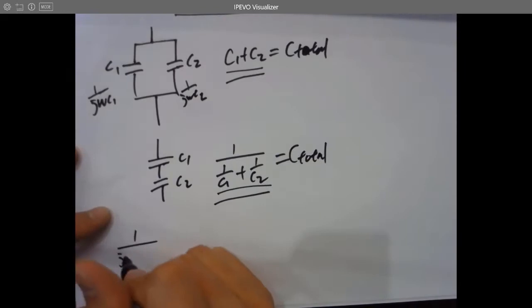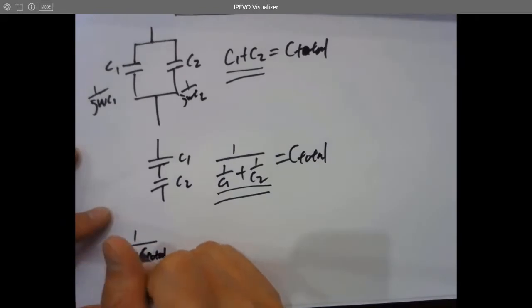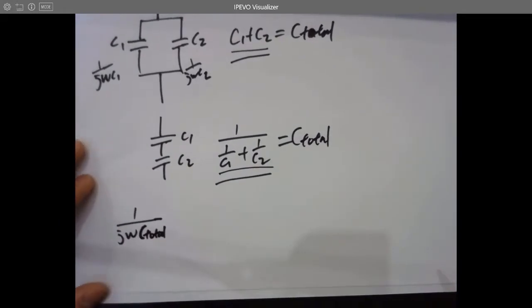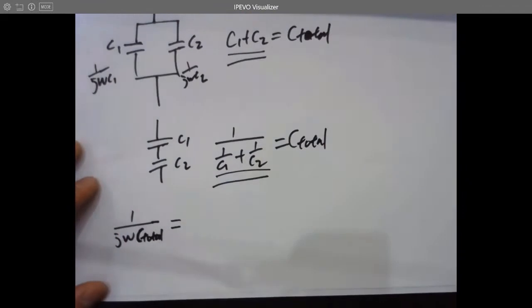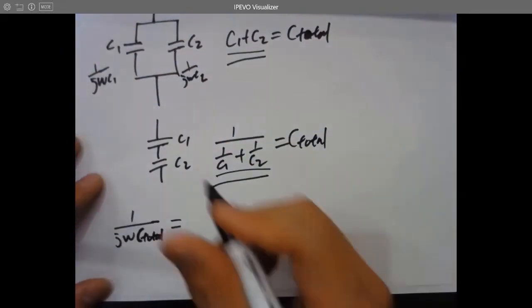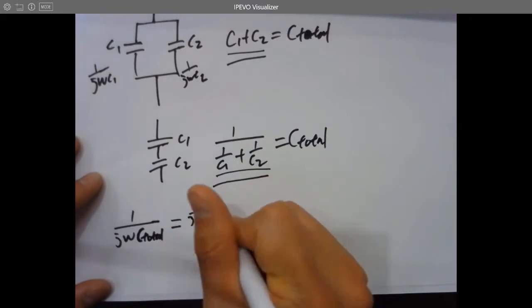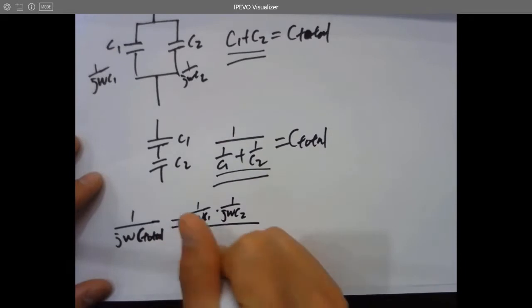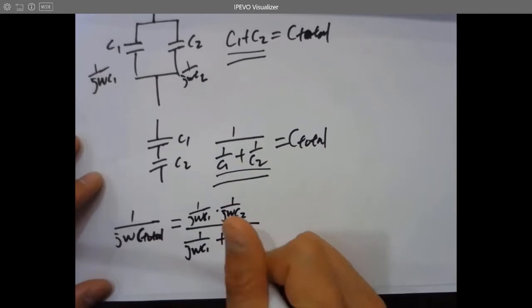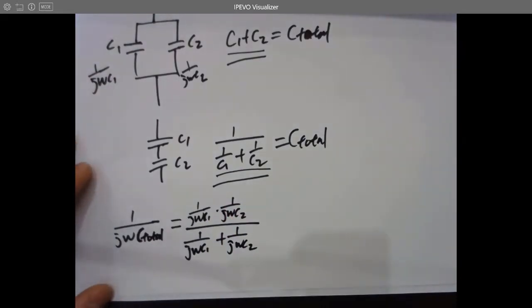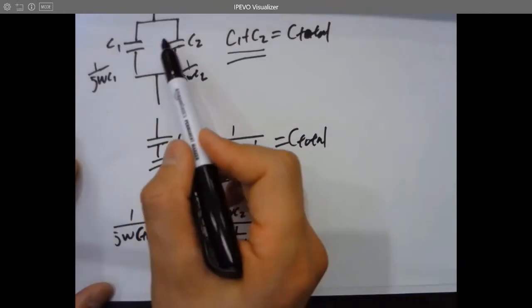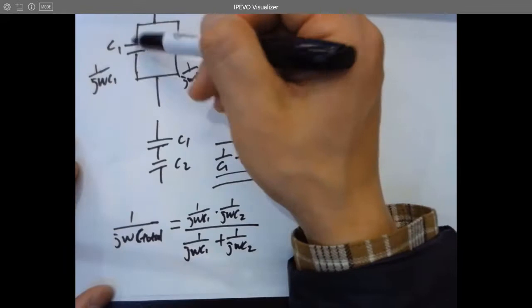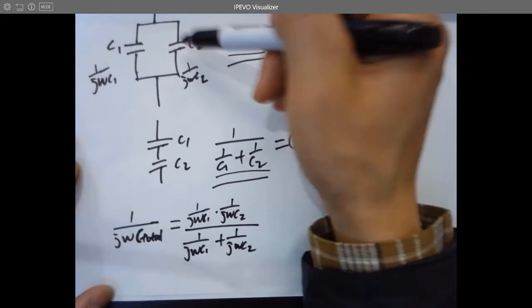So the overall capacitance impedance, right? 1 over j omega C total, the overall impedance of the two terminals equals what? Just treat them as single resistors. So it's going to be 1 over j omega C1 times 1 over j omega C2 over 1 over j omega C1 plus 1 over j omega C2. Is that right? You still remember this? Parallel. Yeah, because there are two impedances in parallel, or two resistances in parallel. The impedance is being used for the AC term, right?